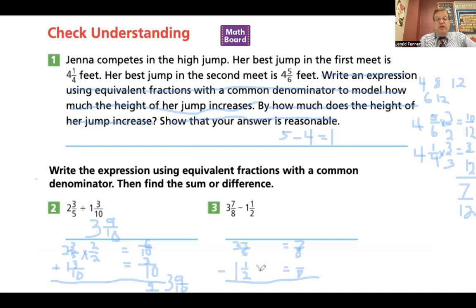And some of you might already know because you've gotten kind of familiar with halves. 2 times what gives me 8? That'd be 4, so it'd be 4/4. 1 times 4 is 4. So 7/8 minus 4/8 equals 3/8. And 3 minus 1 equals 2. So our answer is 2 3/8.